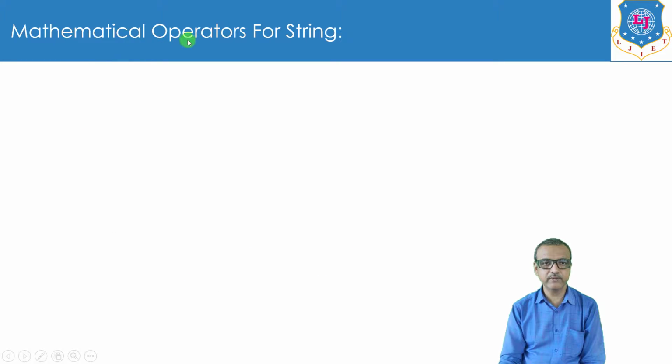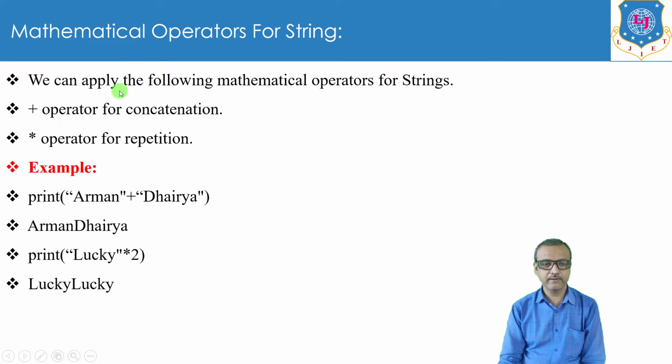Now we will see mathematical operators for strings. We can apply the following mathematical operators for strings: plus operator for concatenation and star operator for repetition. For example, print of the string Arman plus the string Daria. So what will be the output of this print statement? Arman and Daria, these two strings will be combined. So the output is ArmanDaria.